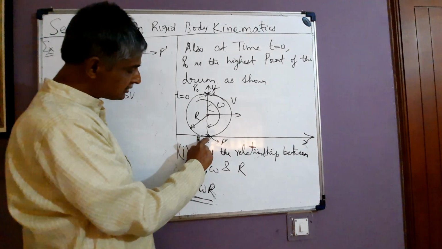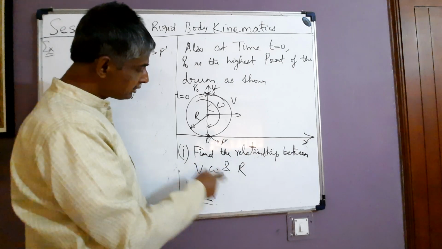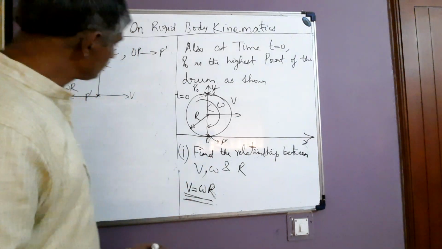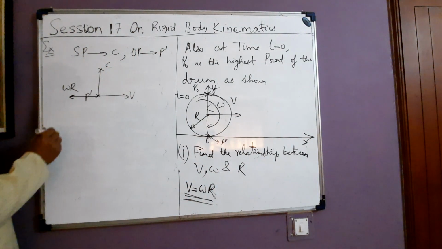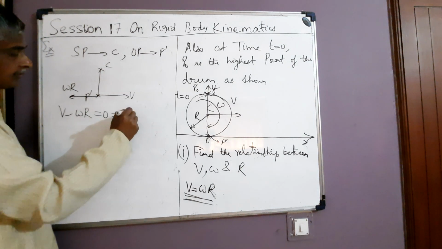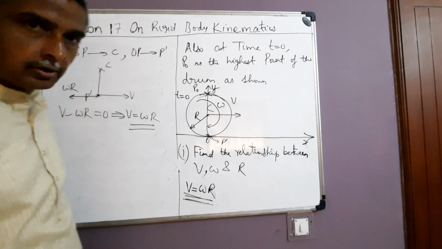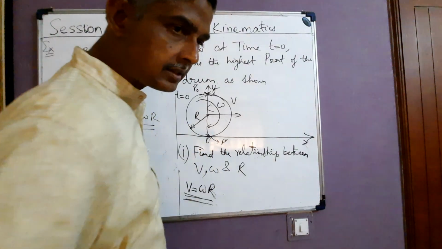But this point O is fixed in ground. Velocity of this point with respect to ground itself is 0. From pure rolling criteria, velocity of P dash should also be 0. So the resultant of these two should be 0. V minus omega R should be 0. So V equals omega R. This is the required relation. This I proved using SRC.